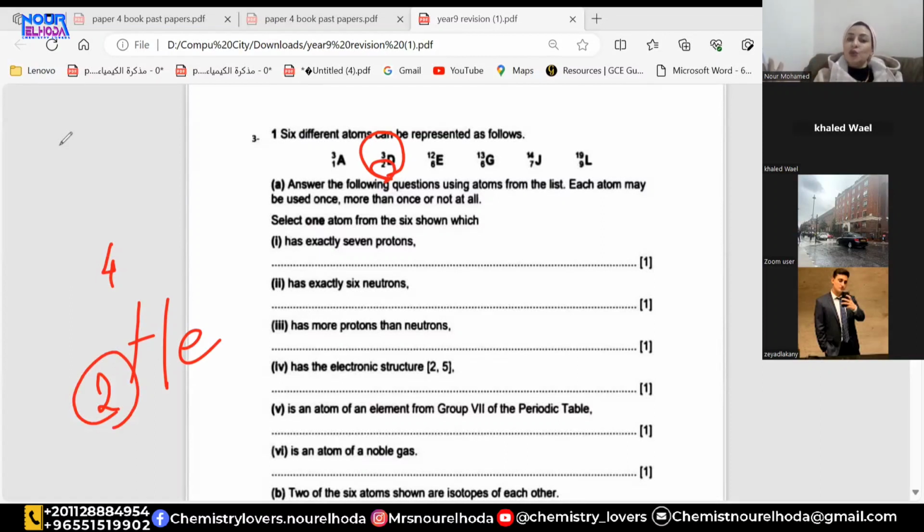The first shell is already filled with 2. Am I right, Abdullah? This means it's already stable. It's not going to lose, it's not going to share, it's not going to gain. That's why this is a noble gas.